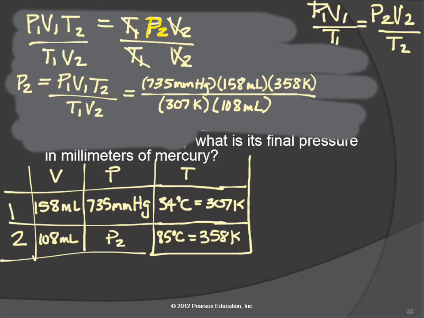Now it's a good idea to look at the units. Milliliters cancel milliliters, kelvins cancel kelvins. There are some times where the volumes might be ones in milliliters and ones in liters. And then when you go to cancel units out, you realize, oh, wait a minute, it doesn't cancel. So always check that.